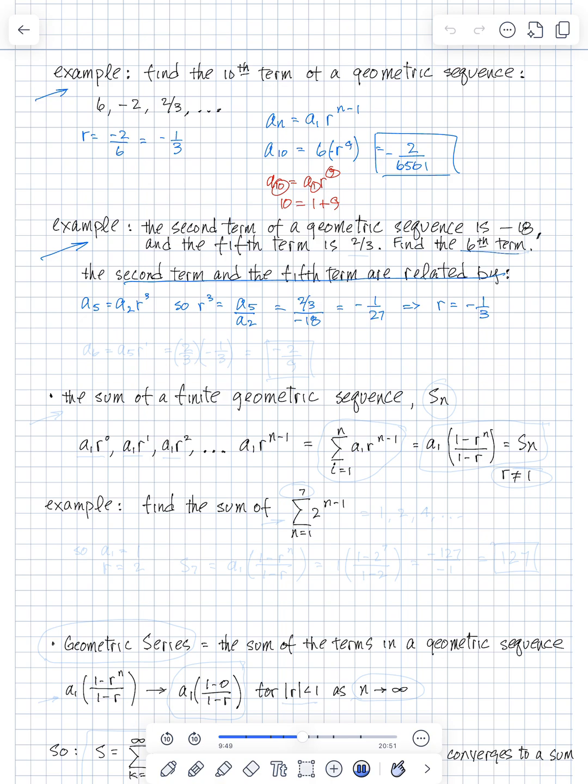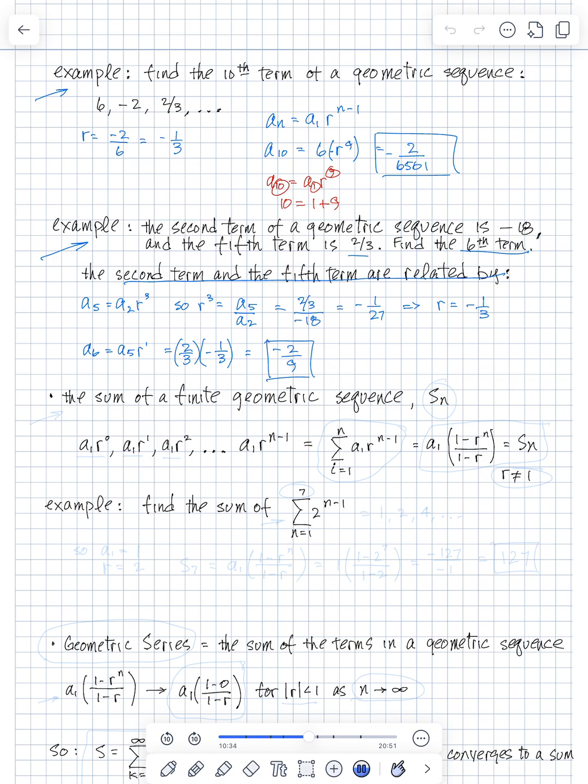Okay, now what are we trying to find? The sixth term. Okay, so put it in the formula. a6 is equal to a5 r to the 1, because we have a5, right? So a6 is equal to a5, which is 2/3, times r to the 1, which is just negative 1/3, and that gives negative 2/9.